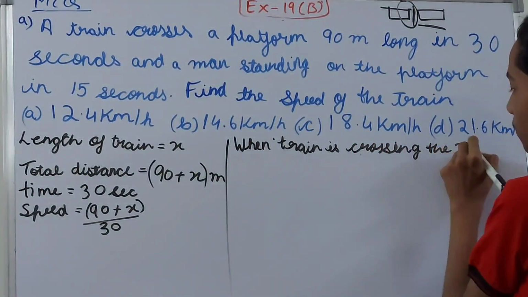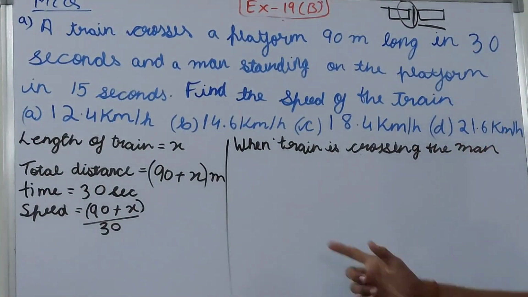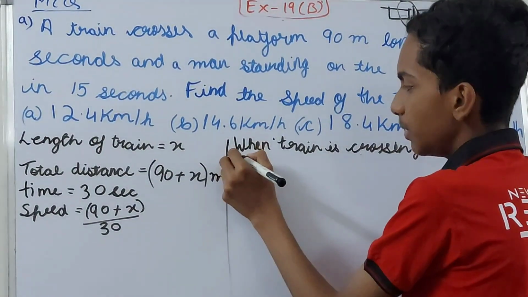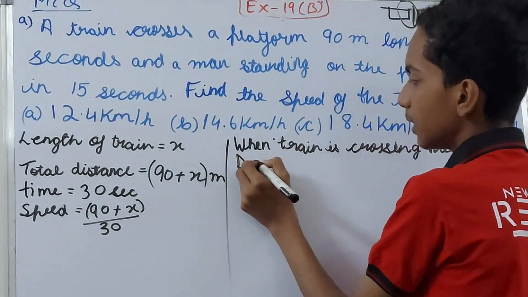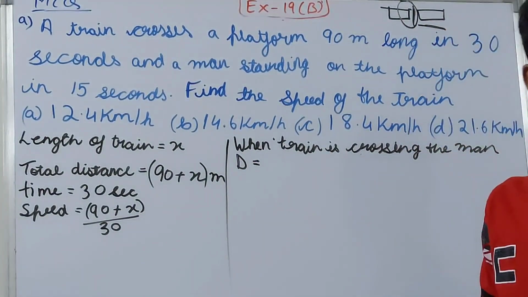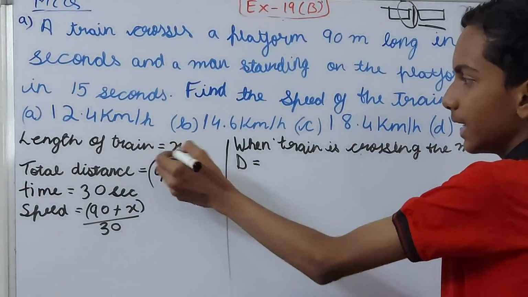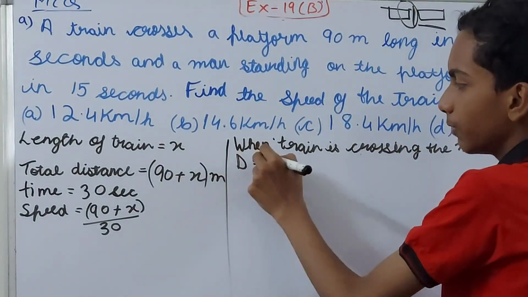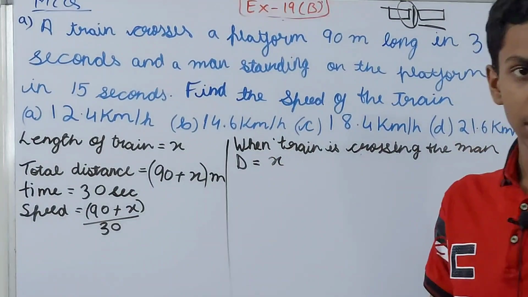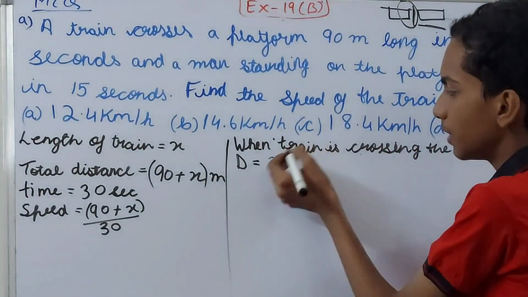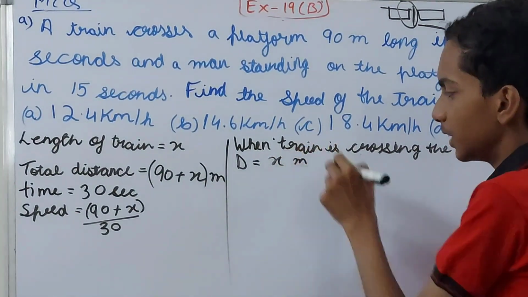So what will this be? Distance will be, I'll write d for distance. Distance becomes its own length, the length of the train. Distance is x. Length of the train is x, so the distance here will also be x only, because it is the length of the train. If you want, you can mention x meters, up to you.